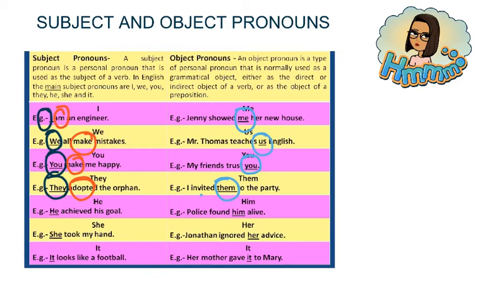When we're talking about an object pronoun, we use a personal pronoun as a direct or indirect object of a verb. That means that the pronoun goes after the verb. The verb is shown and the pronoun is me. Mr. Thomas teaches us English. Teaches is a verb, us is the pronoun. My friend trusts you. Trusts is a verb, you is a pronoun, and so on. So this is the difference on when to use a subject and an object pronoun. It all depends on the verb. Where are you going to use it? Before or after the verb?